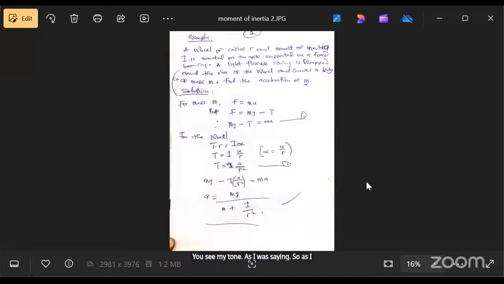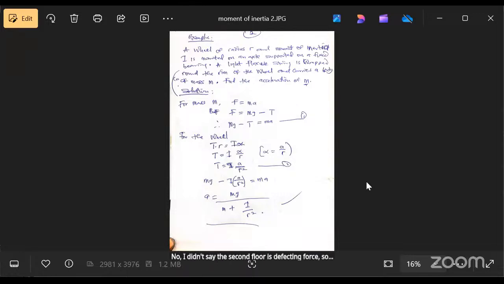You said there are two forces here. F equals mass times acceleration, and the second force is effective force. No, I didn't say this. I didn't say the second force is effective force.